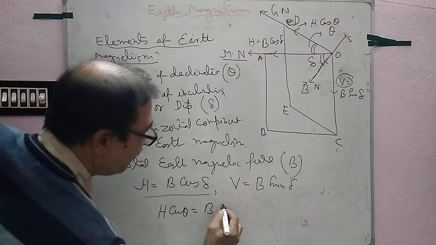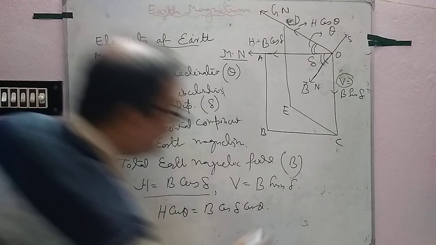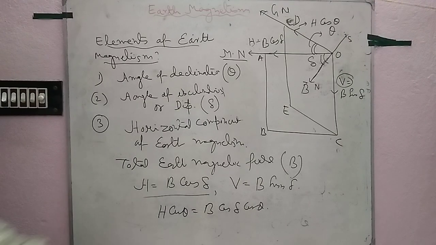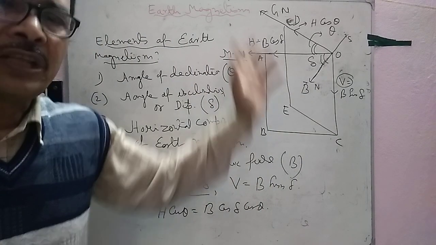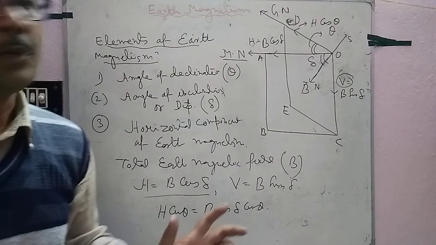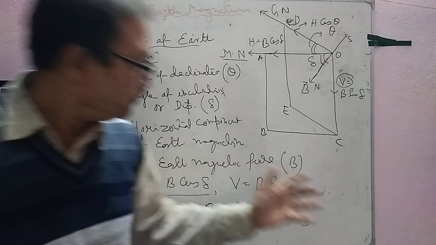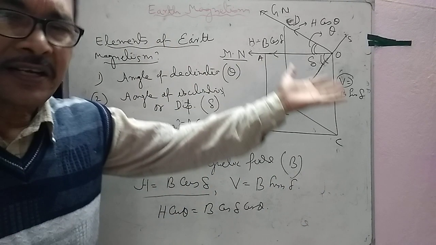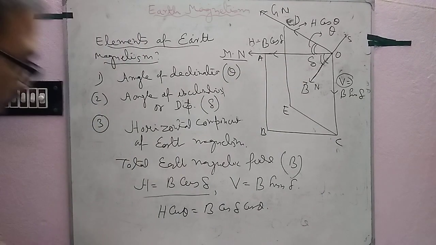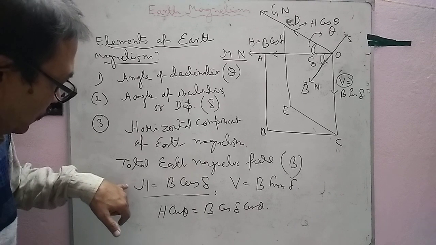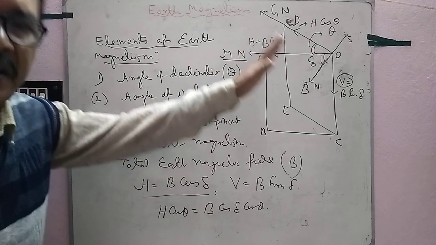So B of cos sigma cos theta. So this is another type of question. In geographic meridian and magnetic meridian, the vertical component are same, but horizontal component are different. So this is one type of problem that may arise from this theory. How will we calculate the horizontal component in 2 meridian? Clear?